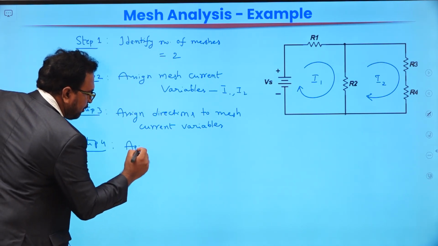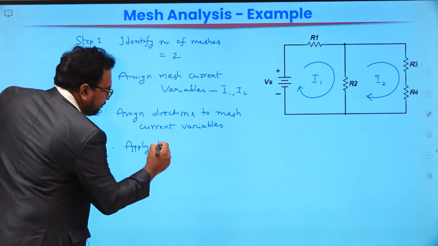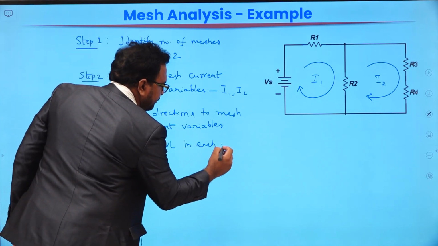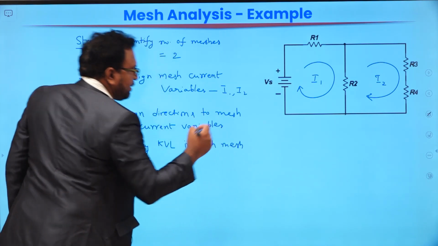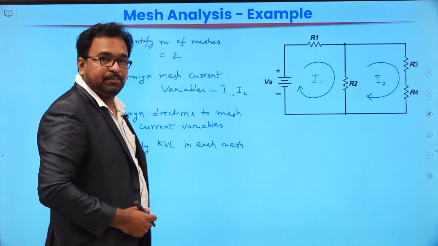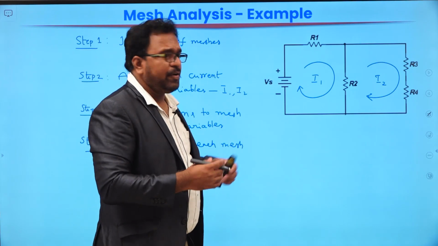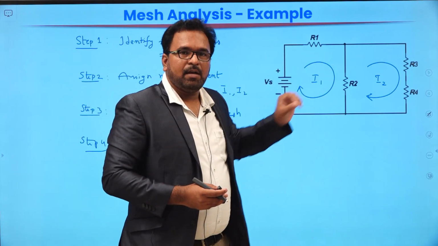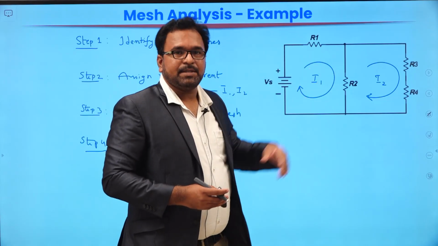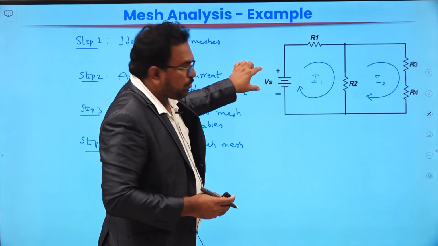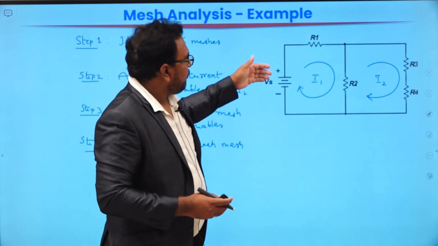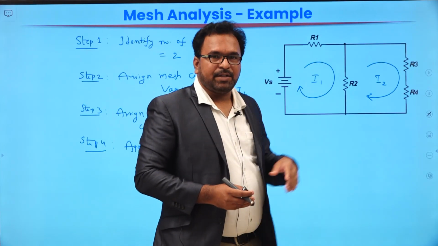Apply KVL in each mesh. So in the next step, you are going to apply KVL. How are you going to apply KVL? For that purpose, you have to know the polarities across all the elements. Since there is only one source, for the source they have already given the polarities. And we know how to assign the polarities across all the resistors.